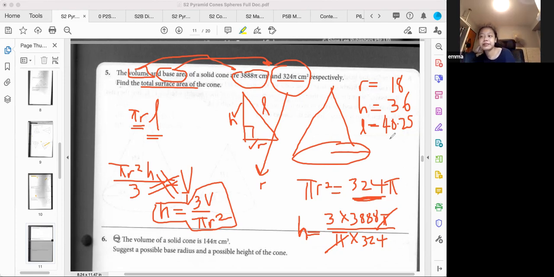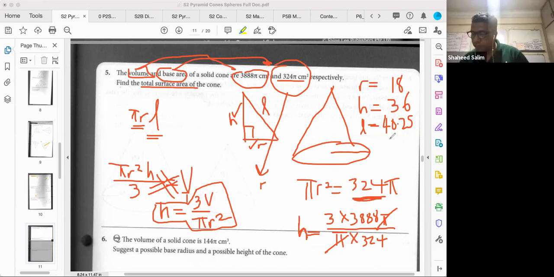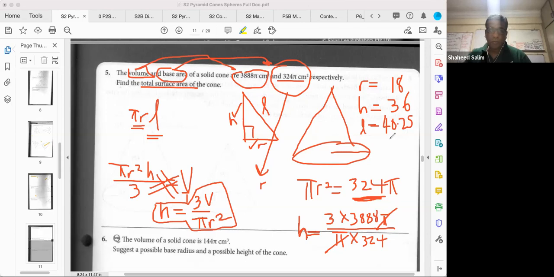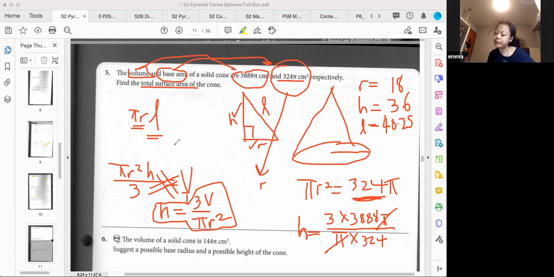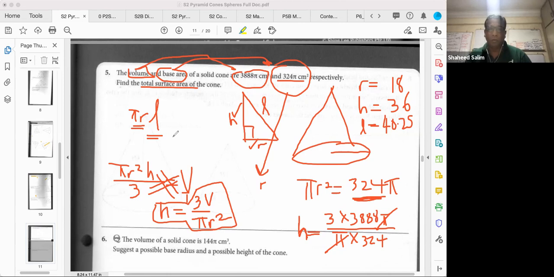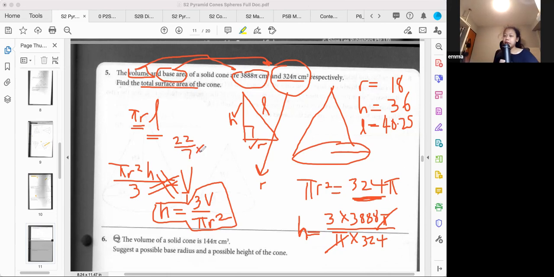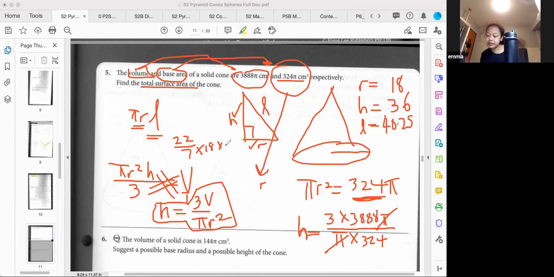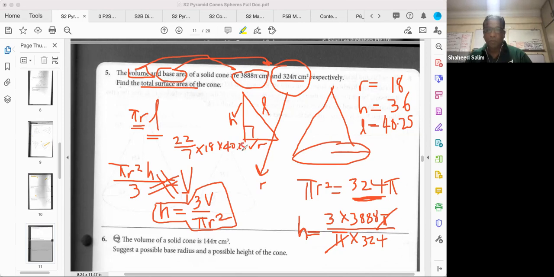91,612.4. Hold on. What is your curved surface area? 91,612.4. Okay. Do you take pi RL? Yes, 22/7 times R, which is 18, times. Oh, I just used pi. I didn't use 2. You can use the pi in the calculator, no problem, but you must multiply by 18 and by 40.25.